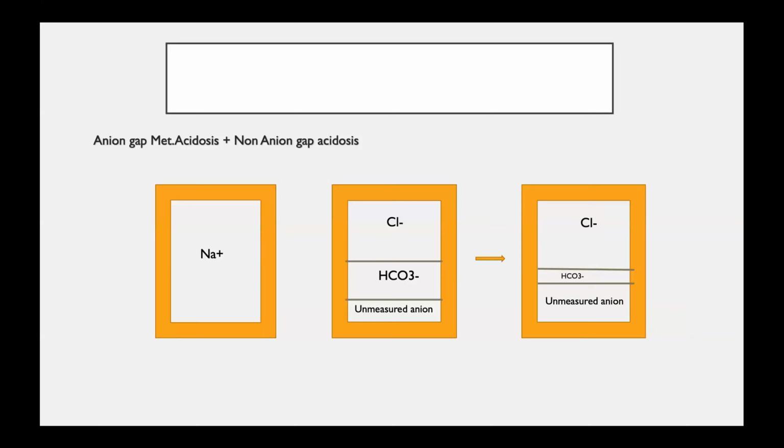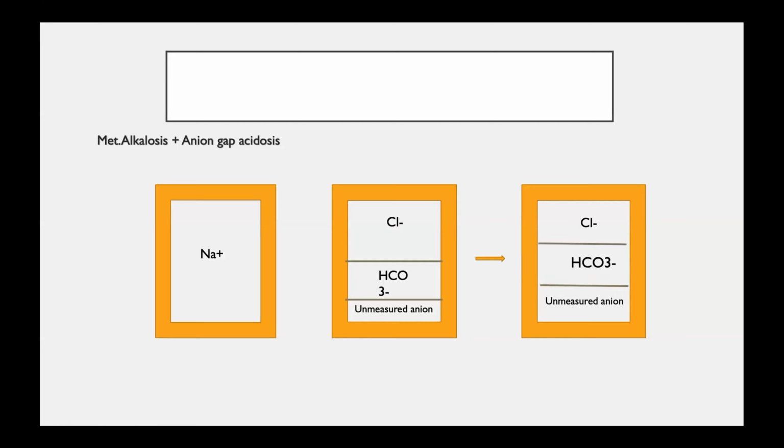So if somebody has anion gap acidosis and non-anion gap acidosis, what will happen? You can see bicarb is down, and unmeasured anion is also high. Actually the bicarb level should come here, but it is low. So in this situation, how can we identify this? We will study this by formulating an algorithm. We can simply find it all out.